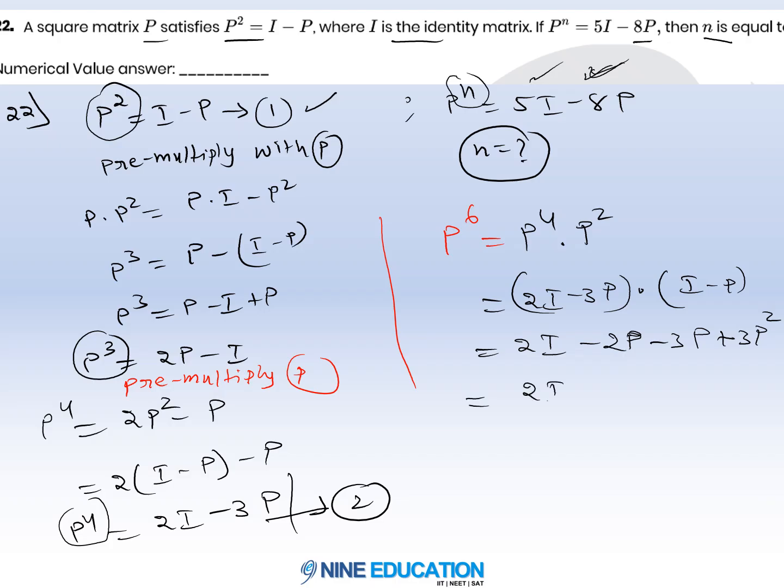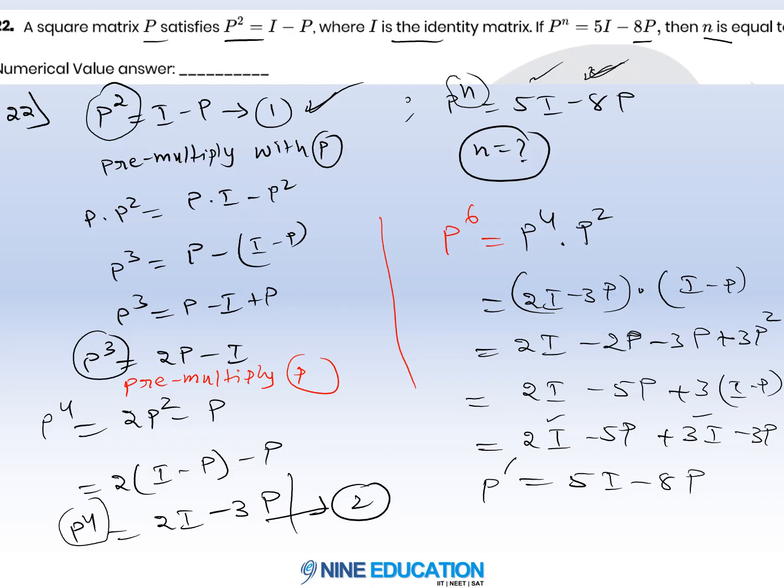So 2I minus 5P plus again P square from equation 1. We can write it as I minus P from equation 1. If you simplify this, 2I minus 5P plus 3I minus 3P we will get. So 2I plus 3I, 5I minus 5P minus 3P, minus 8P. This is P power 6. So for power 6, we are getting 5I minus 8P, which is required in the question. So what is n value from this? N is 6. So n value is 6 for this.